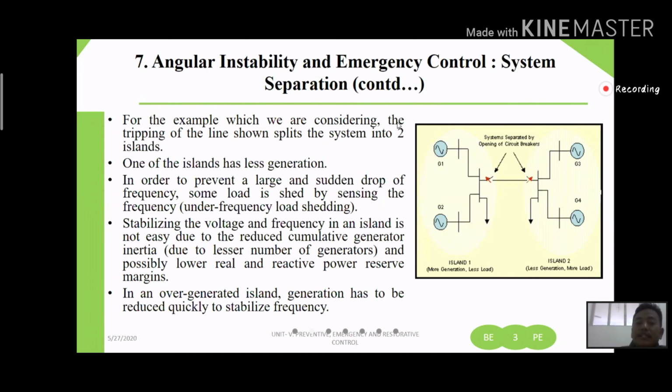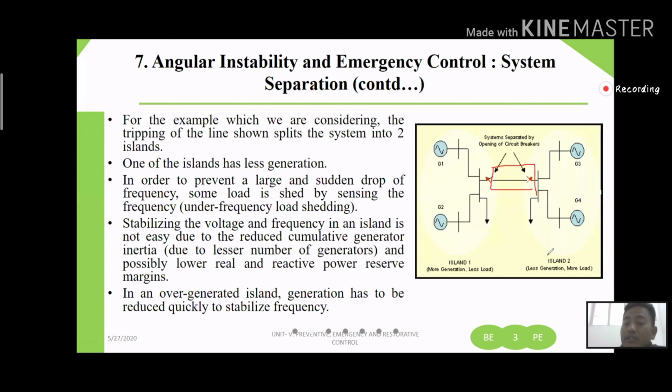For the example which we are considering, the tripping of the line shown splits this system into two islands. In such case, what we have to do, manually if required, if it's not coming back to synchronism, is that there is no other option. The first option is you have to make it into island one and island two. See here, I have made it into island one and island two, which means I will cut off this line also. The system is separated by opening of the circuit breaker.